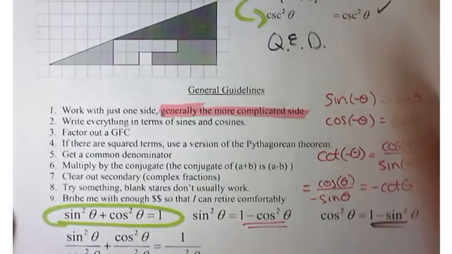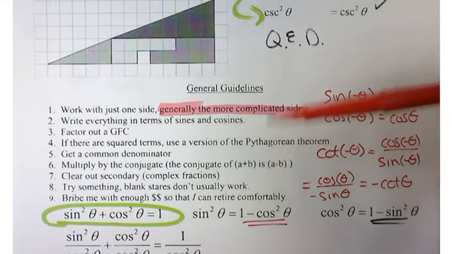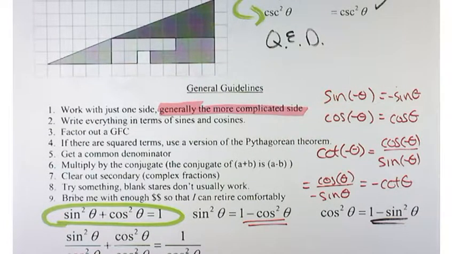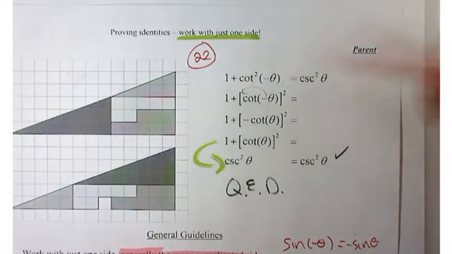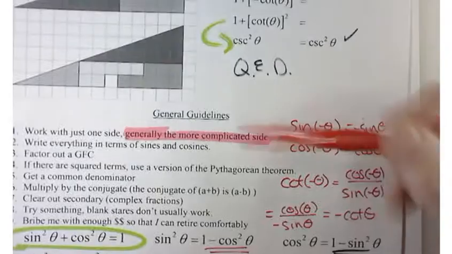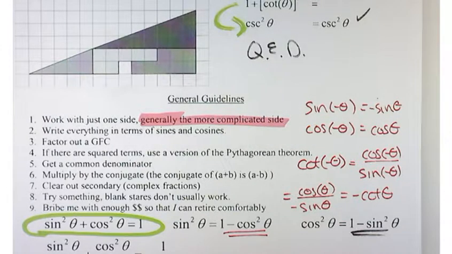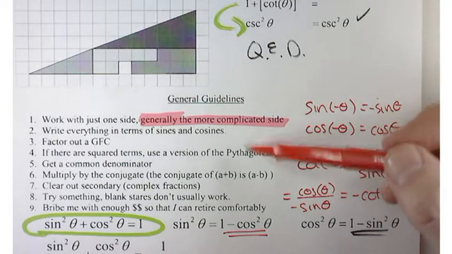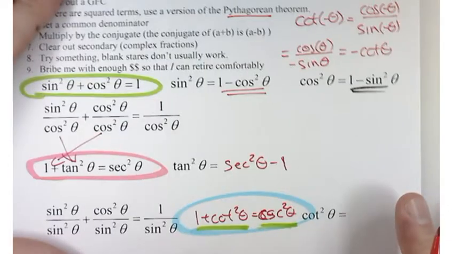So, kind of a quick review to bring us up to speed here. In working with identities, proving identities, you only get to work with one side, like we did in problem number 22 here, and like we're going to do in problem number 28 next. So the general guidelines are listed here. Write everything in terms of sines and cosines, factor out GCFs, use a version of the Pythagorean theorem. Those are all down here.